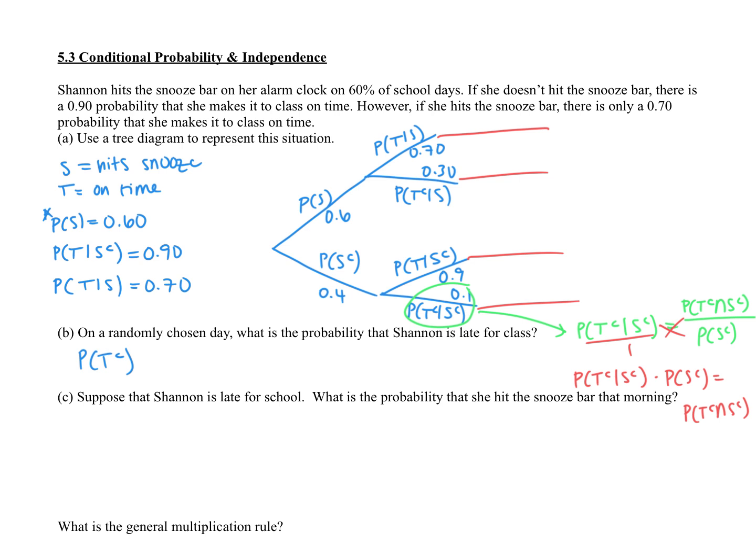So what I'm saying is if I multiply these two numbers, I get an AND probability. So this would be the probability of T complement and S complement. And that would just be 0.04. So likewise, the one right above it, this would be T and S complement. And again, I'm just multiplying 0.4 and 0.9, so I get 0.36.